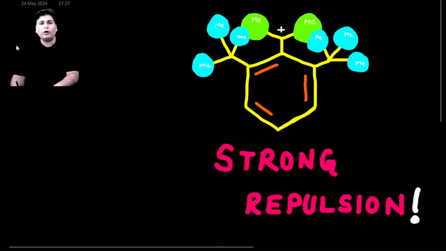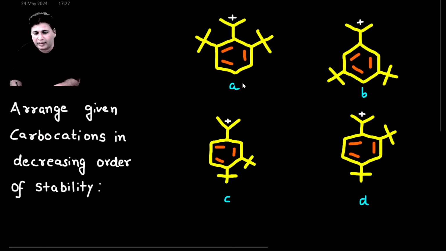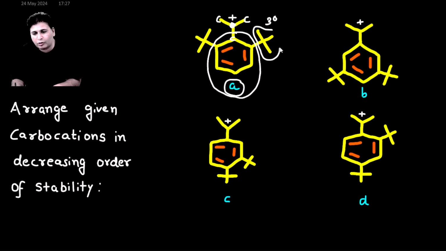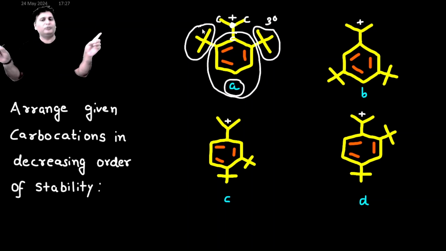Now I have drawn the carbocation A. Once you see this carbocation, you immediately realize what the problem is. This is carbocation number A. As you can see, this is a 3-degree carbon, because 3 carbons are directly attached to it, so it's a 3-degree carbocation. It is directly attached to a benzene ring, and this benzene ring has 2 tertiary butyl groups at the 2 ortho positions.